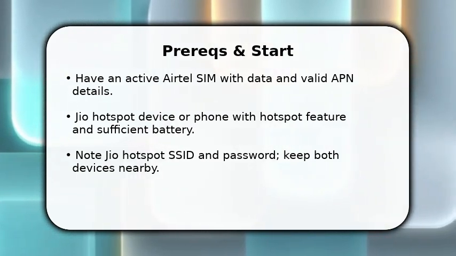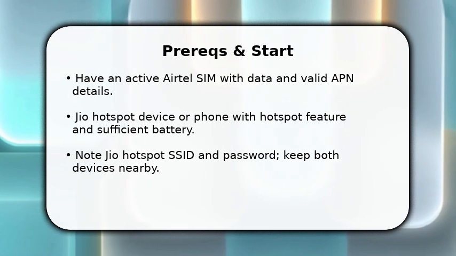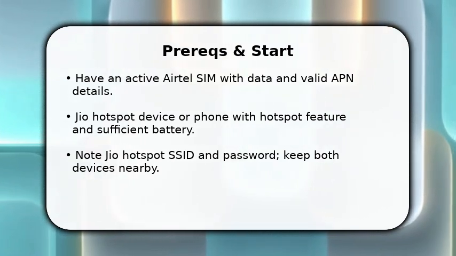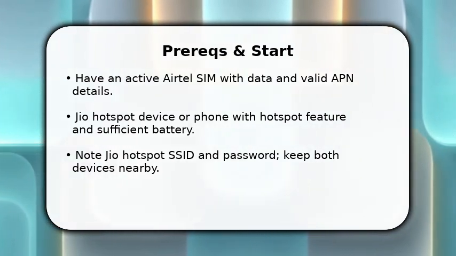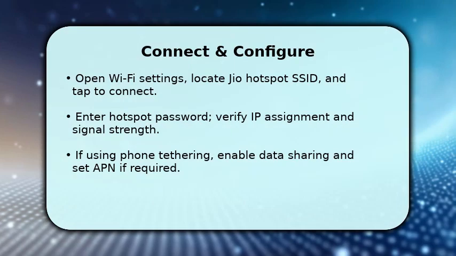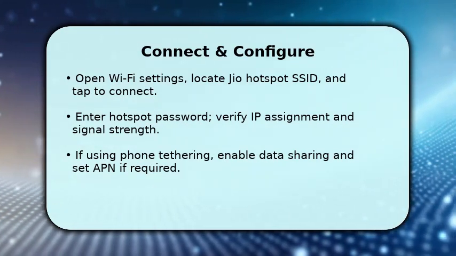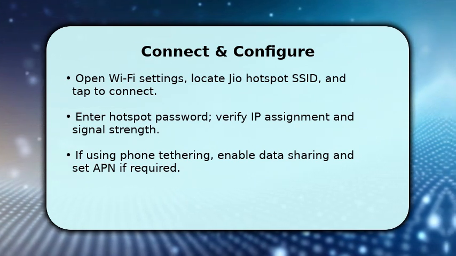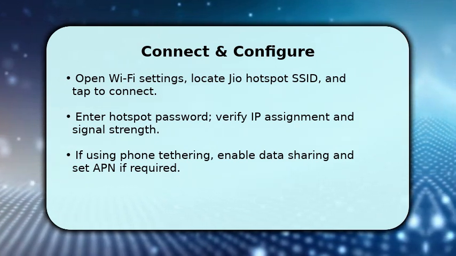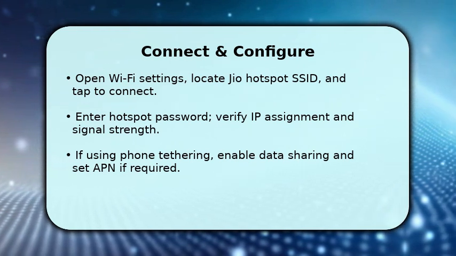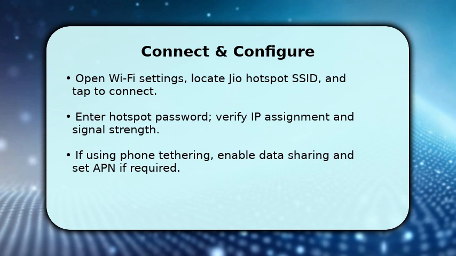Make sure both devices have Wi-Fi enabled. Without Wi-Fi on the Airtel device, you cannot join the Jio Hotspot. Now you connect the Airtel device to the Jio Hotspot. Open Wi-Fi settings, select the Jio SSID, and enter the hotspot password. Once connected, check that the device receives an IP and shows good signal. This confirms link level success.